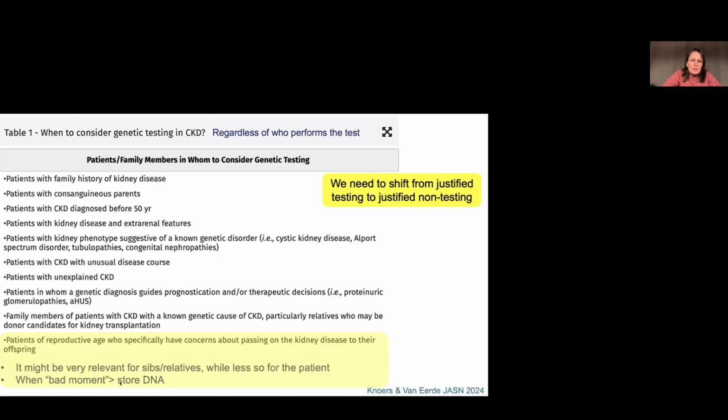And also, this is something that's not often mentioned: when it's a bad moment and other things are more important, please store DNA, because then the testing can be done later. And basically, we need to shift from justified testing to justified non-testing, I would say.